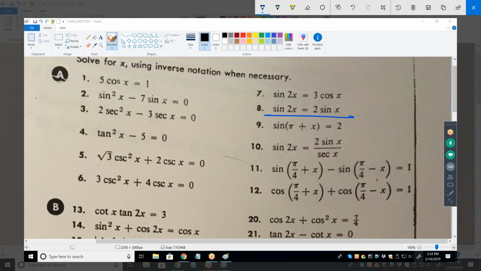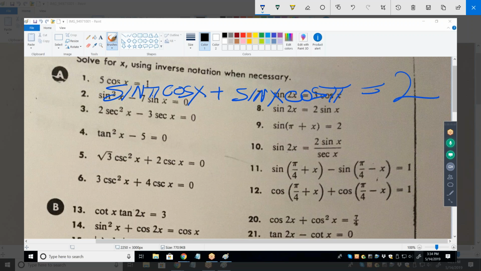So we've got sine of pi cosine of x. Excuse me, we're on the wrong one there. Okay, so I've got sine of pi cosine of x plus sine of x cosine pi, all equals 2.